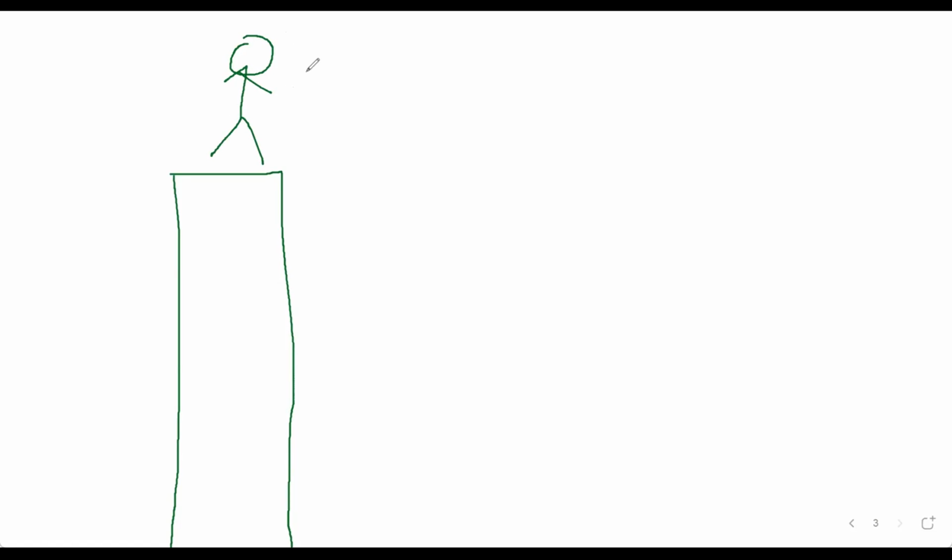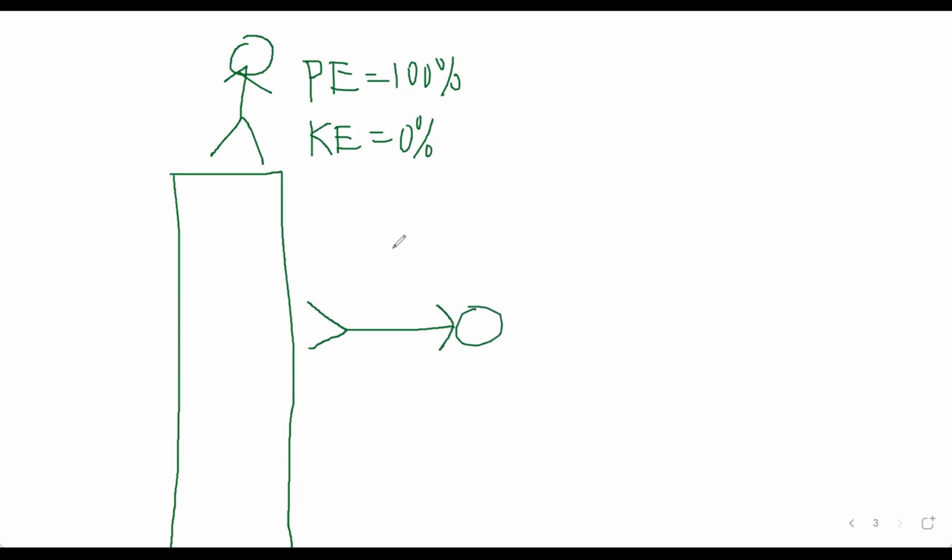So at this point, because I'm at the highest point of my life, then obviously my potential energy is going to be 100%, right? Because potential energy is due to your position, and because I haven't decided to jump yet, I have no motion, so my kinetic energy is going to be 0%, correct? The moment I jump down, I would have lost 50% of my height, so my potential energy is only left with 50%, right?